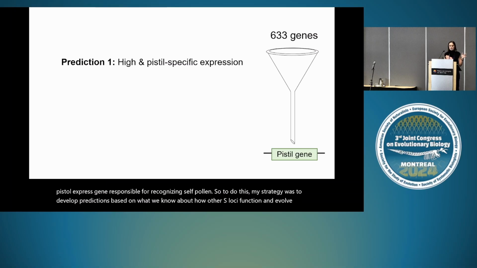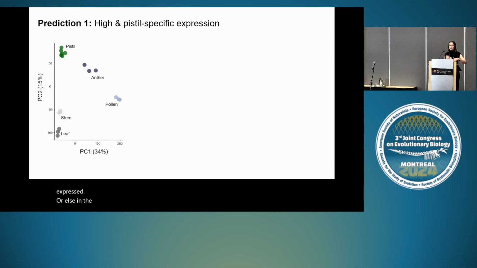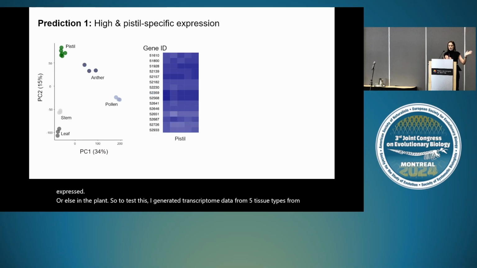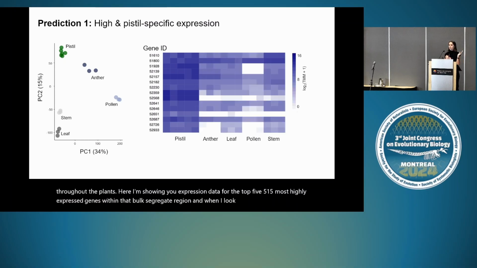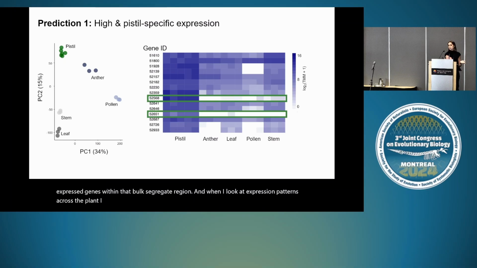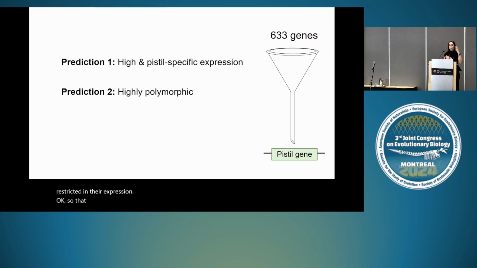So my first prediction is that this gene must be highly expressed in the pistil and not really expressed anywhere else in the plant. So to test this, I generated transcriptome data from 5 tissue types from throughout the plant. Here I'm showing you expression data for the top 15 most highly expressed genes within that bulk segregant region. And when I look at expression patterns across the plant, I see that just 2 of these genes are both highly expressed in the pistil and restricted in their expression. Okay, so that helps us filter, but we want more.